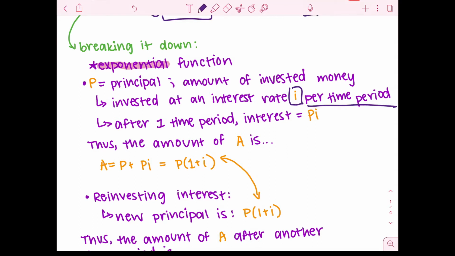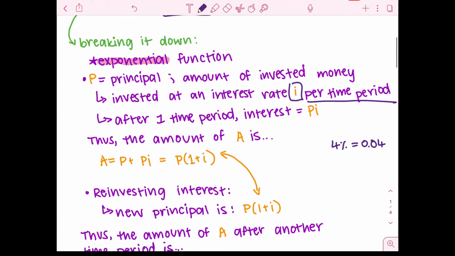Let's say our interest rate was 4%. 4% could also be translated into 0.04. Sorry, that decimal isn't very visible. 0.04, which would also be our interest rate. And then time period. So a time period is how often the interest compounds. So how often, well, that's pretty self-explanatory, how often the interest compounds.